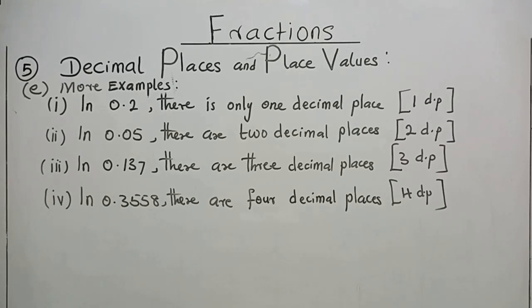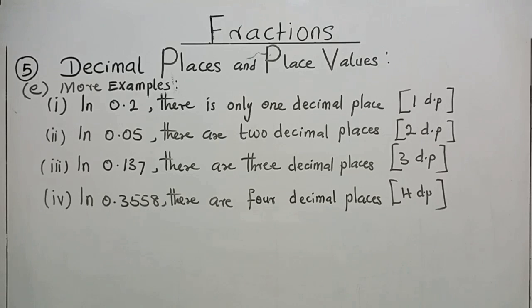We can have 5 decimal places, 6 decimal places. Just count how many digits after a dot. That tells you the number of decimal places. So the shortcut is just count after the dot towards the right how many digits we have there. Because here we have 1 digit, it has 1 decimal place, 2 digits, 2 decimal places, 3 digits here. We then have 3 decimal places, and here we have 4 digits corresponding to 4 decimal places.